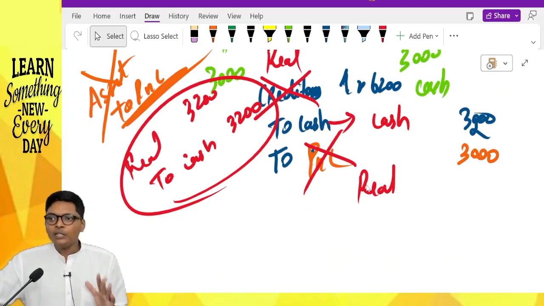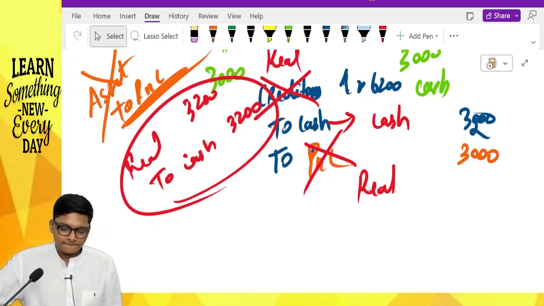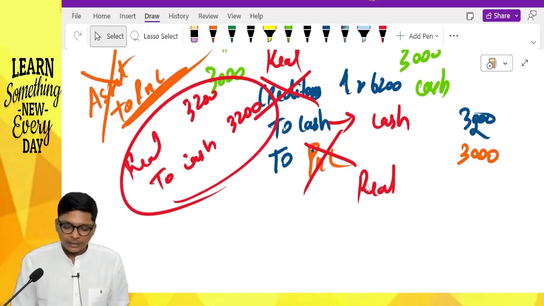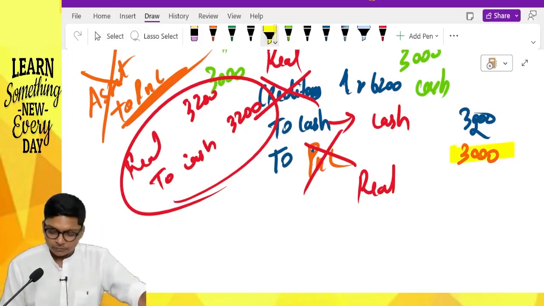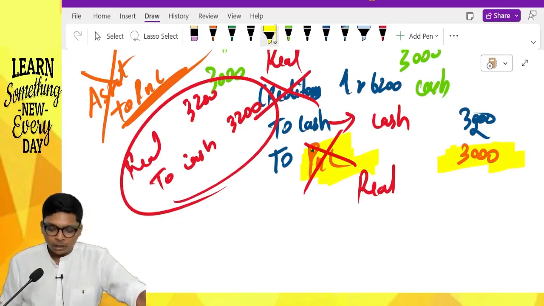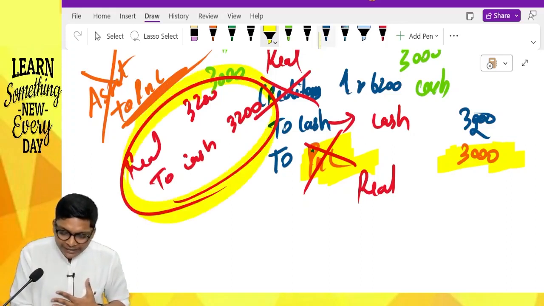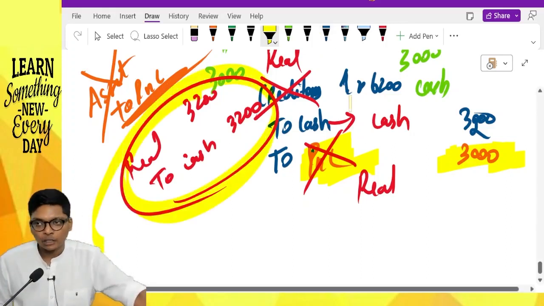Now, can you tell me in this entire transaction what's my profit? What's my profit, guys? P&L, correct? Keep that in mind. Now, let me show you how by just passing this one entry, that profit is getting accounted. Correct?